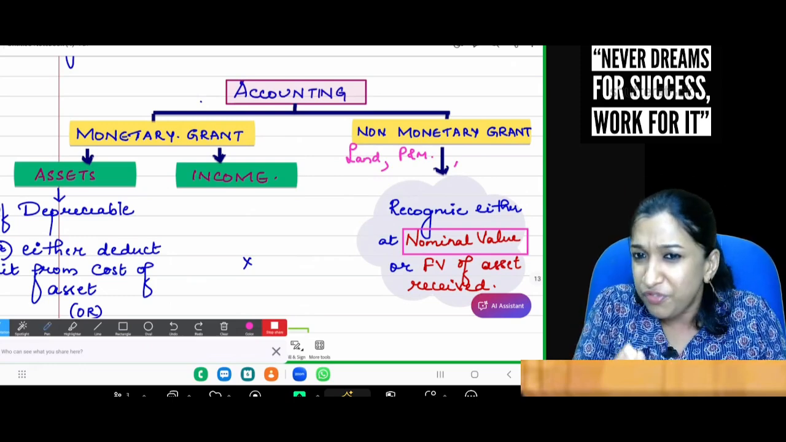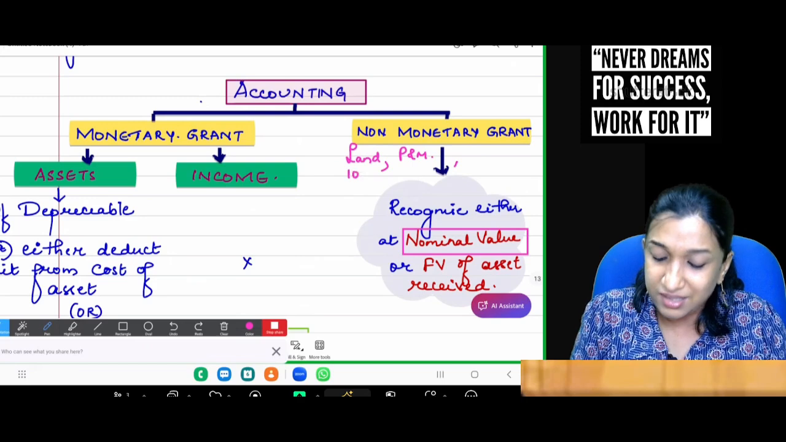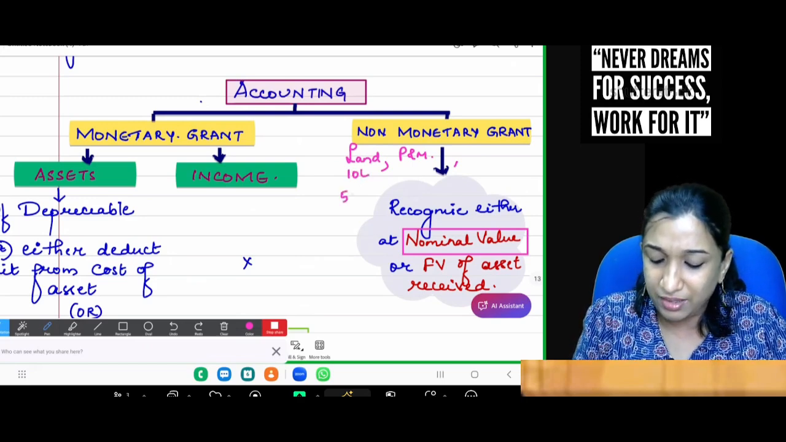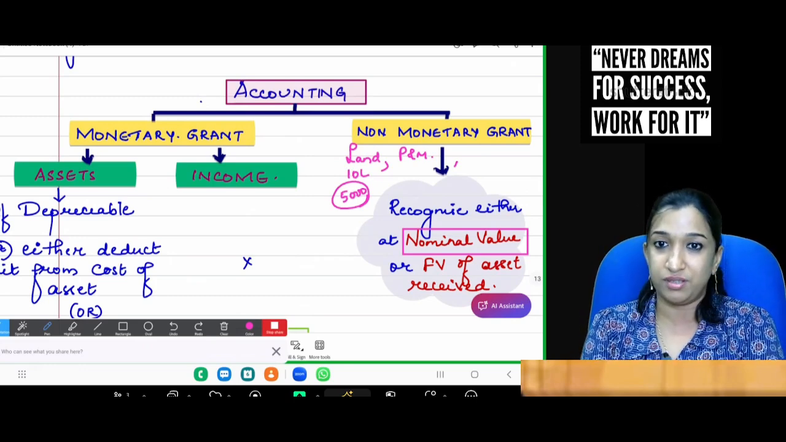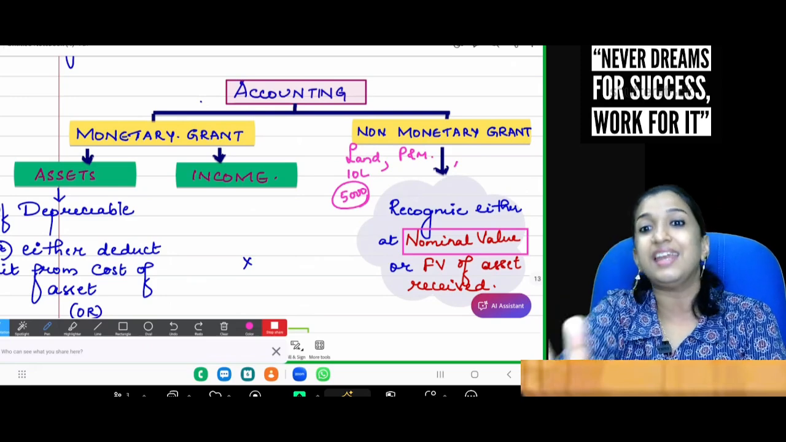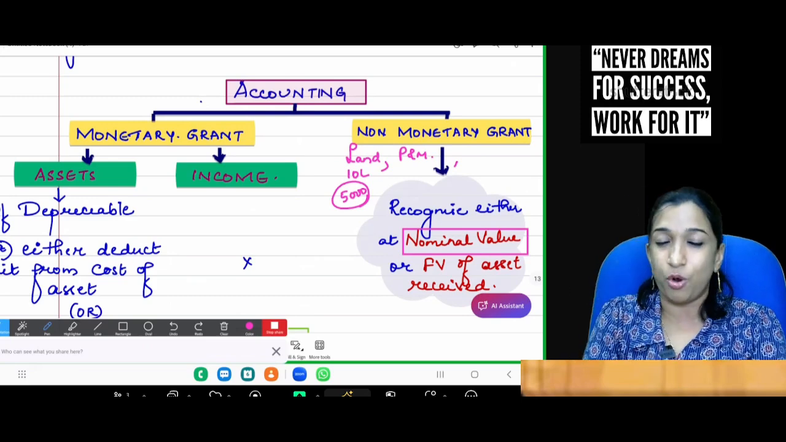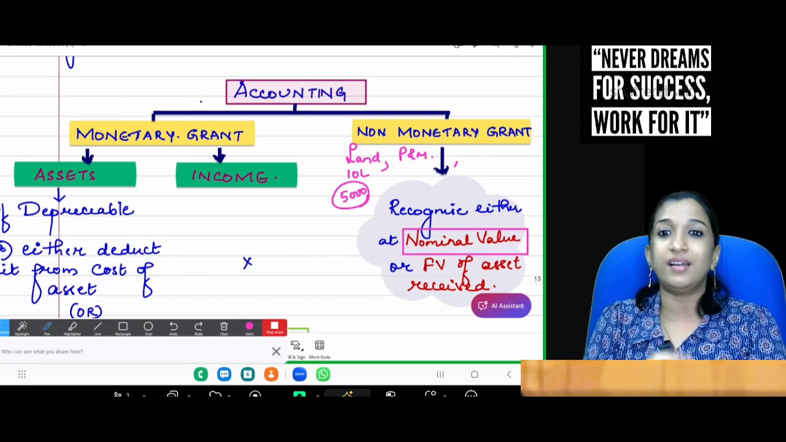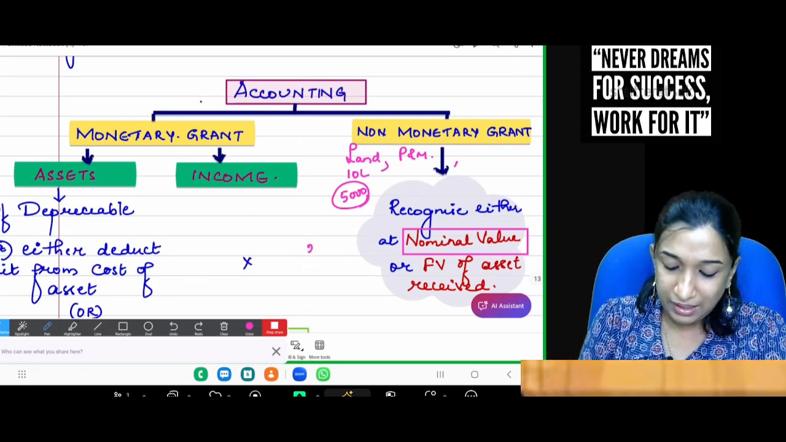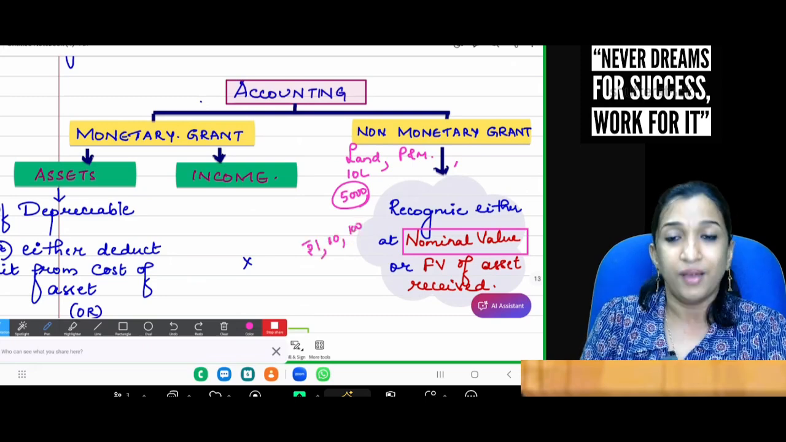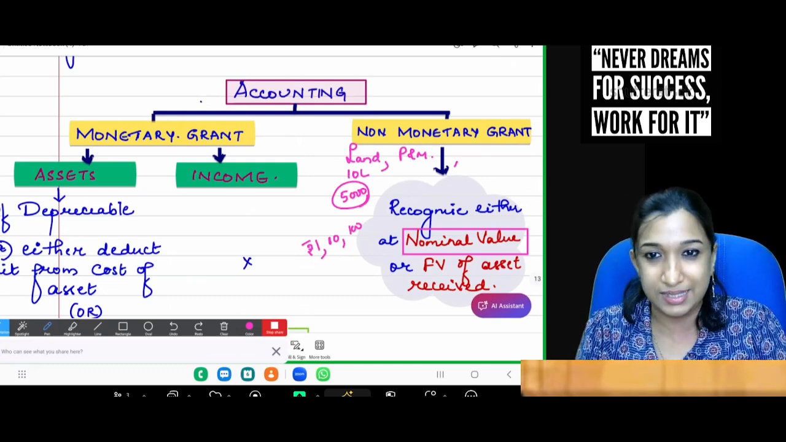Nominal value: if the value of the land is 10 lakhs, but you incurred some basic expenses, say for example 5,000 rupees, then land will be recorded at that 5,000. There can be a scenario where you incurred a basic amount, then that amount will be the nominal value. Or you have not incurred any cost, not even 1 rupee. Then nominal value could be 1 rupee or 10 rupees or 100 rupees. You may record the asset at these basic amounts.